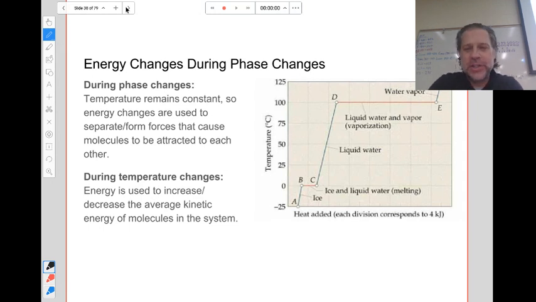So during phase changes, things that we need to remember are the temperature remains constant. So here would be a phase change.